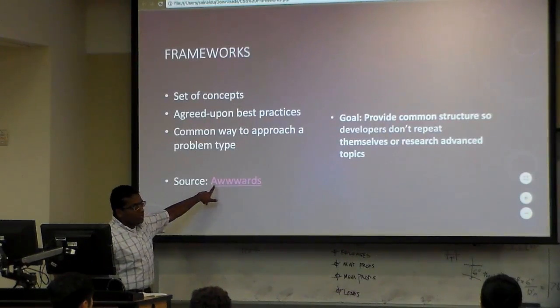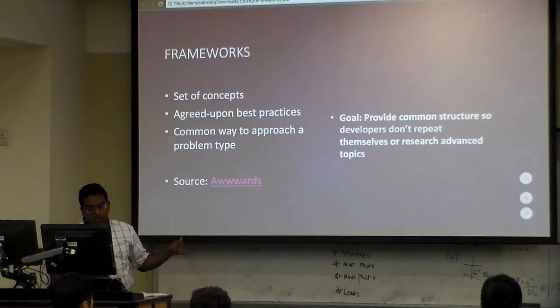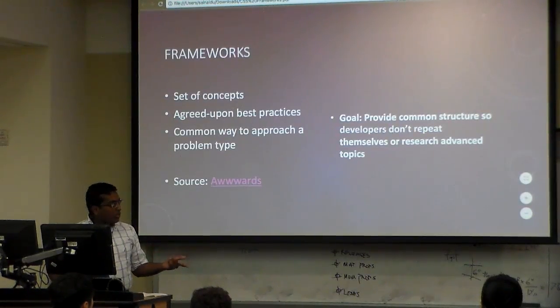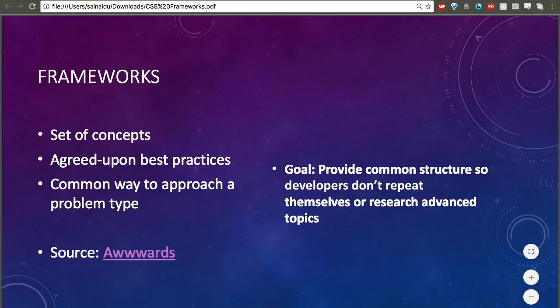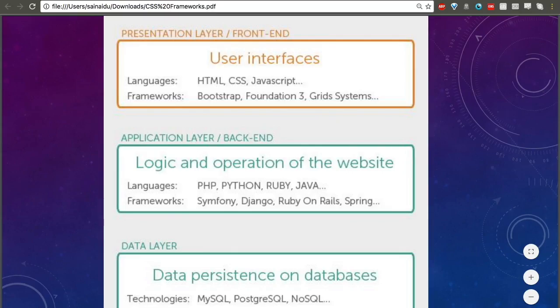If you check out this link, there's a list of 20 common CSS frameworks. The goal of CSS frameworks in particular is to solve a common type of problem so developers don't have to repeat their code and don't have to research more advanced topics like Flexbox, but you should research that because that's really cool. So in general, these are just an outline of the types of frameworks.